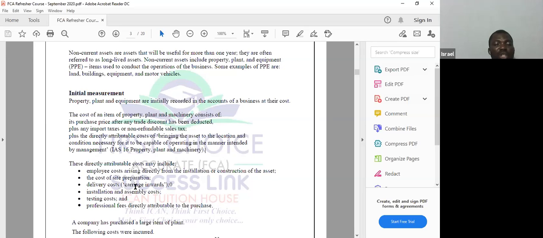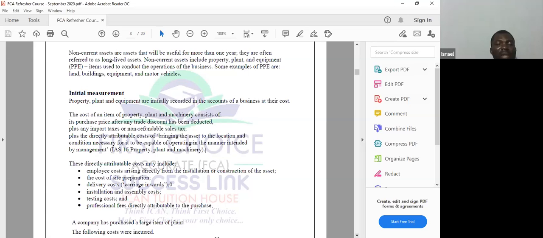Another one we have is installation and assembly costs. Any cost that you incur to install and assemble it is part of what makes up the cost. Then the professional fee directly attributable to the purchase. So the more you solve questions, the more you get to know the other costs that are directly attributable.